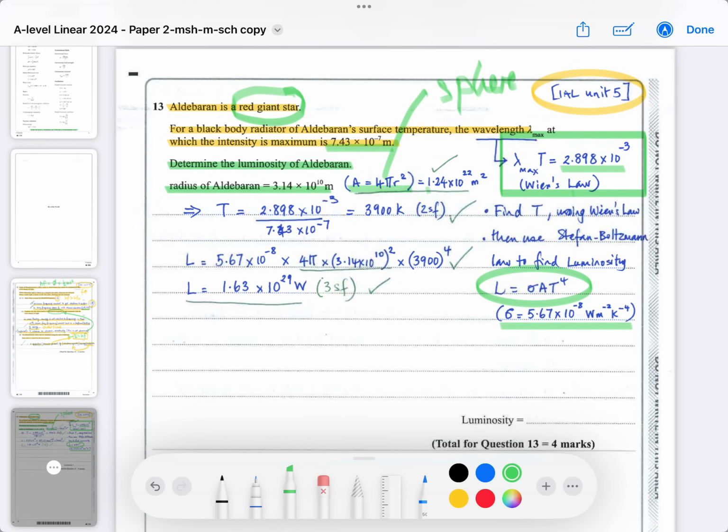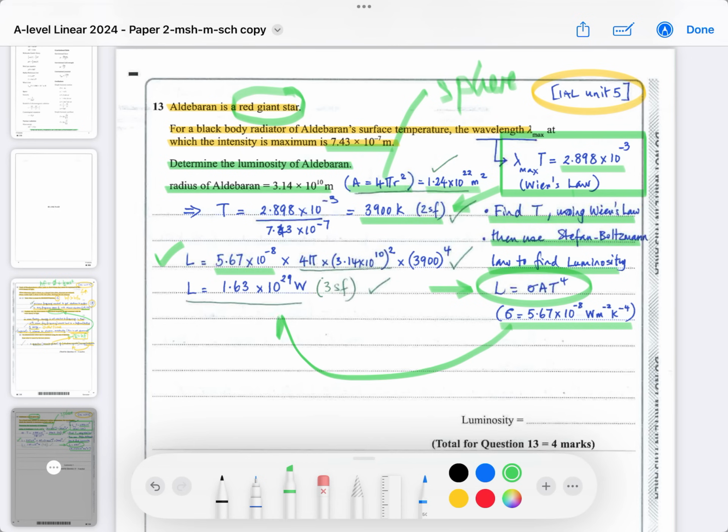If you put the numbers in, according to the mark scheme, the surface area will be 1.24 times 10 to the 22 meters squared. Once you know the area, and you have found the temperature using Wien's law, you then use the Stefan-Boltzmann law with the temperature and the surface area to find the luminosity, which is given by this equation. So you put all the numbers in, and that's the constant which has been given to you here.